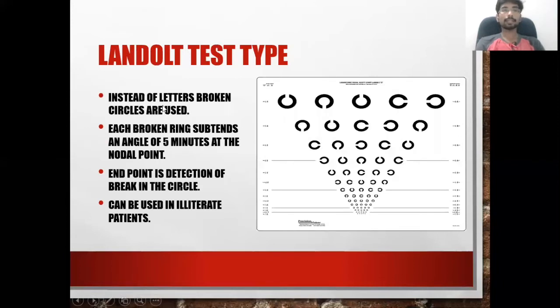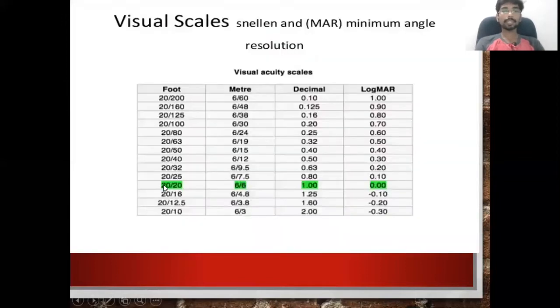Next is Landolt's chart. Instead of letters, broken circles are used here, so it can be used in illiterate patients. The 20/20 system is the American system, whereas 6/6 is Snellen's system. So 20/20 is 6/6 in Snellen's, and 20/200 is 6/60 in Snellen's. In the LogMAR chart, 20/20 is 0 and 20/200 is 1.